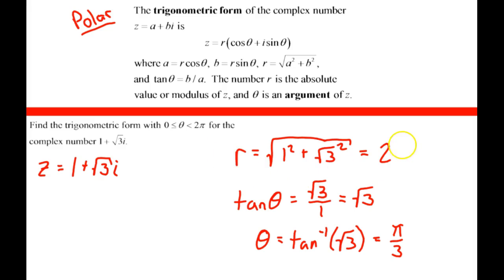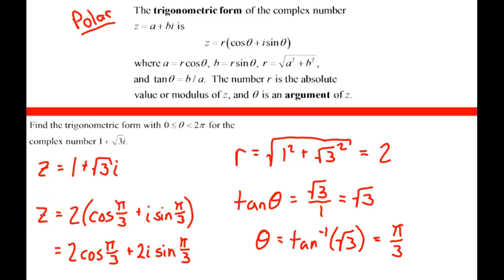So now we found our modulus to be 2. We know our argument, the value of theta, is pi over 3. Now we can plug that into our trig form or polar form to find the way to rewrite this complex number. Thus we get z equals 2 times the quantity of cosine of pi over 3 plus i times the sine of pi over 3, which we could also rewrite as 2 times the cosine of pi over 3 plus 2i times the sine of pi over 3. So to rewrite a complex number into trig or polar form, you have to find the modulus r, and you have to find the argument, which is the angle theta.